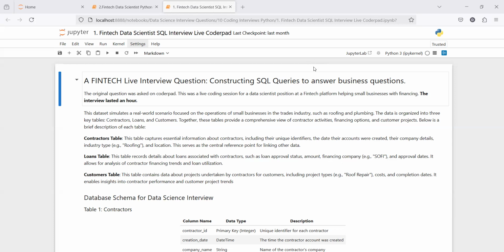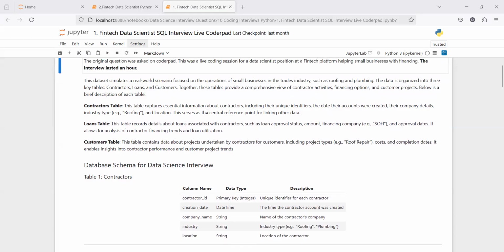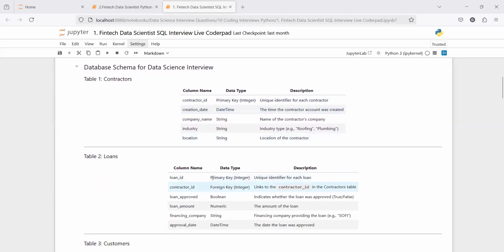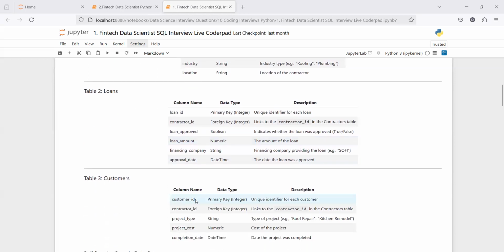During the interview, they gave me three tables. There's a contractors table, which included unique identifiers, the date their accounts were created, company details, and location. They gave me a loans table, which has loan ID, contractor ID, loan approved, which is a Boolean, one or zero, true or false, loan amount, and financing company approval date. And then they gave me customers: customer ID, contractor ID, project type, project cost, and completion date.